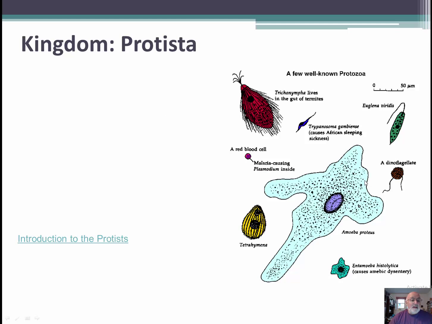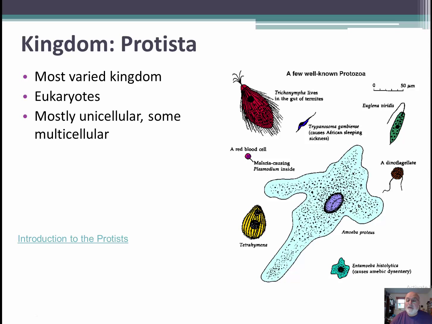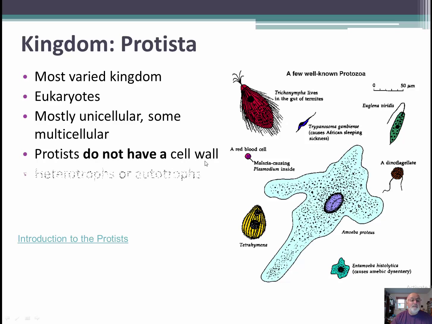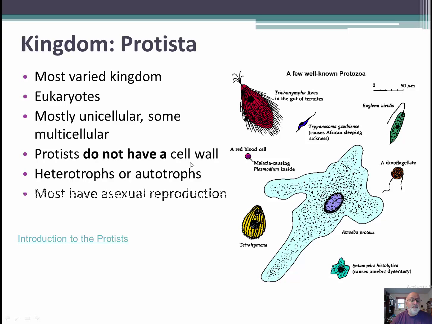First one we're going to talk about is Protista. Protista is the most varied of all the kingdoms. They are eukaryotic. They are mostly unicellular, although a few of them will be multicellular. They move with lots of different things. They have cilia, they have flagella, and they have amoeboid type false feet, which we'll talk about. They do not have a cell wall, and they come in both types of energy. They can eat other things, and some of them, like this euglena, do have chloroplasts, and they can produce their own food.